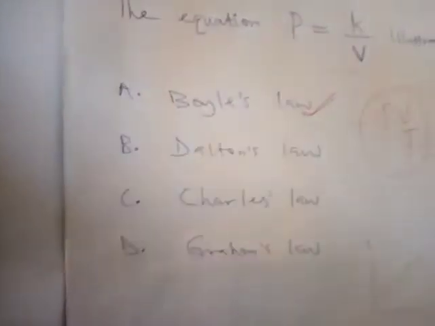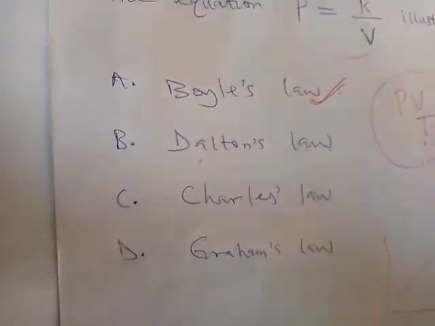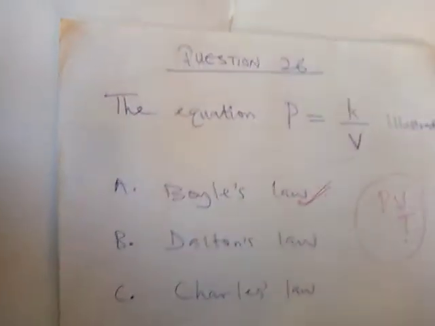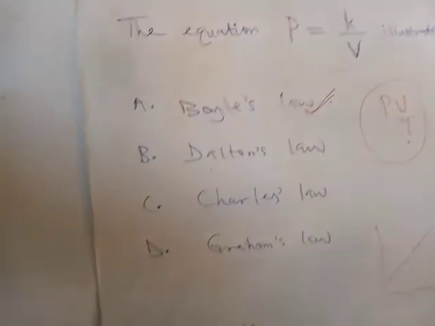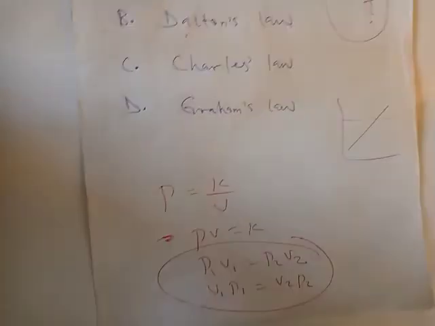So let me quickly explain why it's not the others. Dalton's law, the law of partial pressure, tells us that if we have several gases in a container, then the total pressure is the result of the individual pressure that each gas exerts. That's why we have P total is equal to pressure of gas A plus pressure of gas B, and so on.